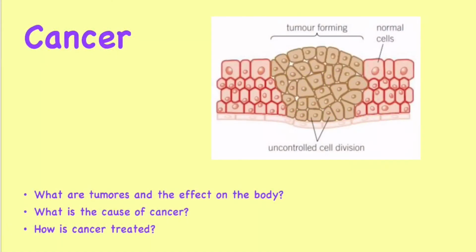Today we're going to be talking about cancer in preparation for GCSE biology. I'm going to be splitting this video up into three main parts. First we're going to talk about what exactly tumours are and what their effect on the body is. Then we'll talk about what the cause of cancer is, and we'll wrap it up by talking about how cancer is treated in modern day medicine. So let's get into it.